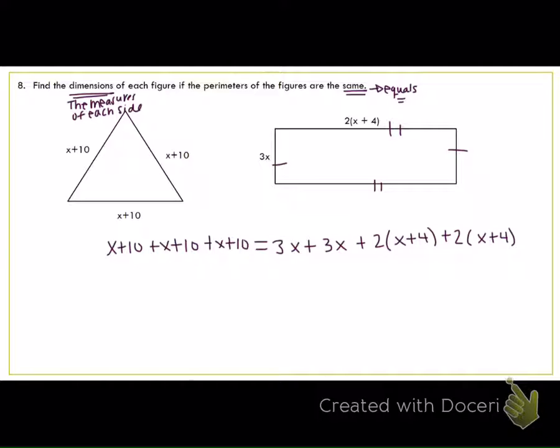All right. So that's 3x, 10, 10, and 10 is 30. You need to do the distributive property here first. But I'll add these two together for now. So that's 6x plus 2x plus 8 plus 2x plus 8.